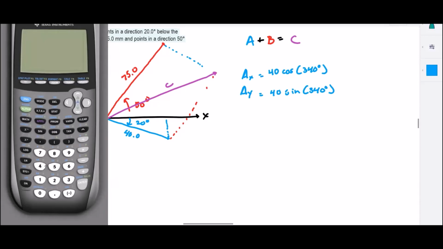So let's do the first one. So 40 cosine 340, and whatever calculator you use, make sure you're in degree mode. I'm in degree mode. I double checked. So we get an x component of 37.59. And let's see what we get for the y component.